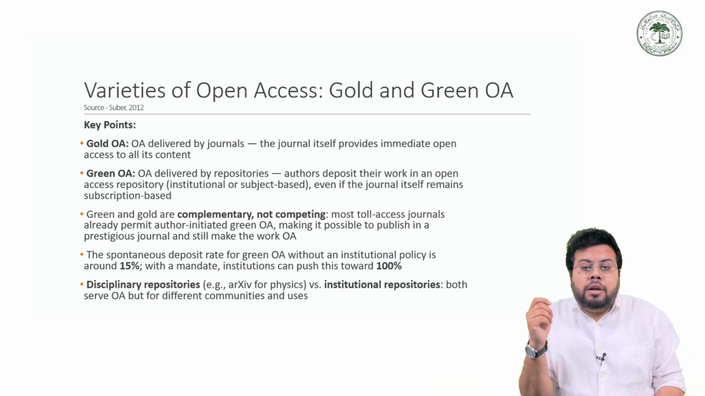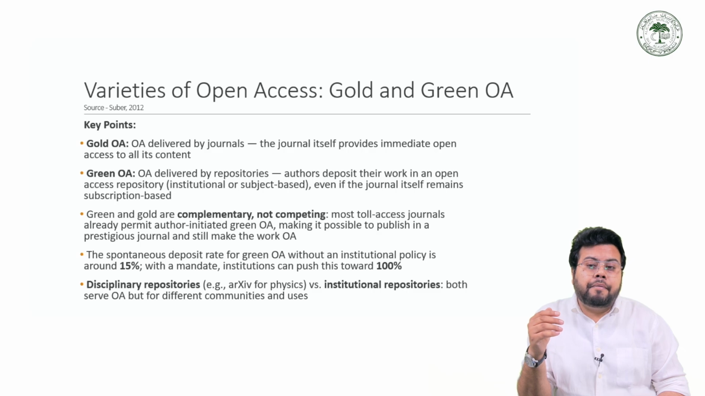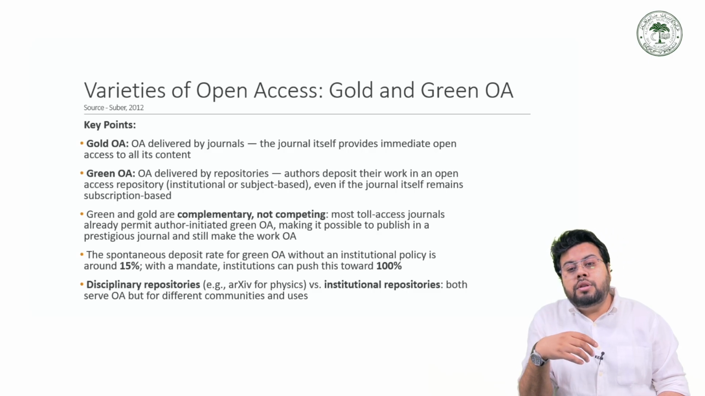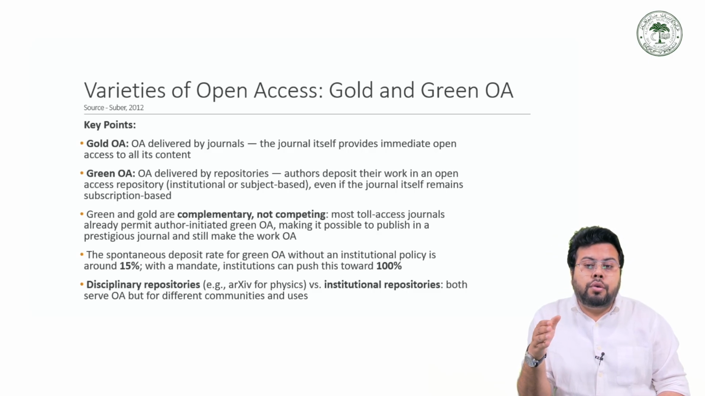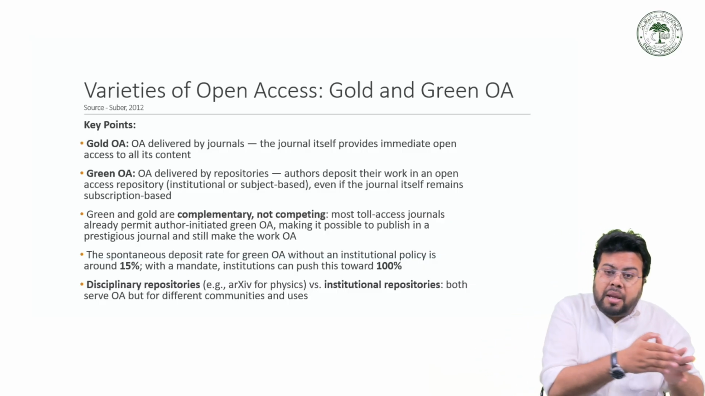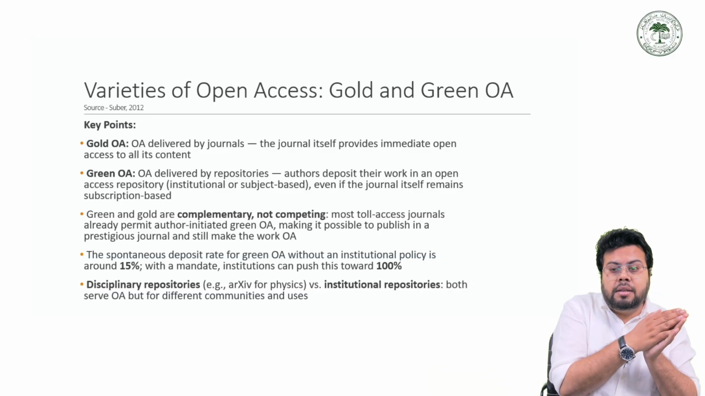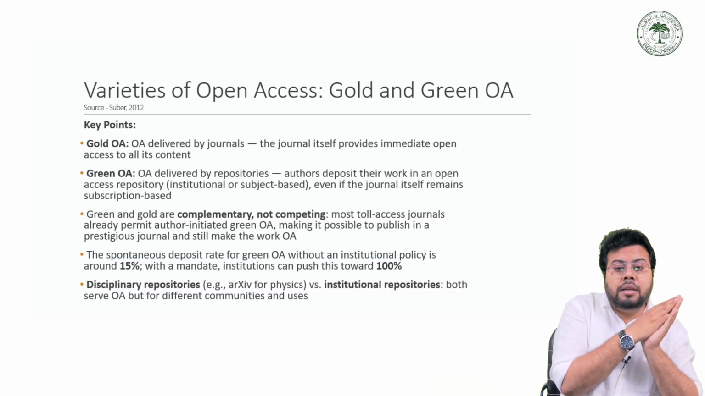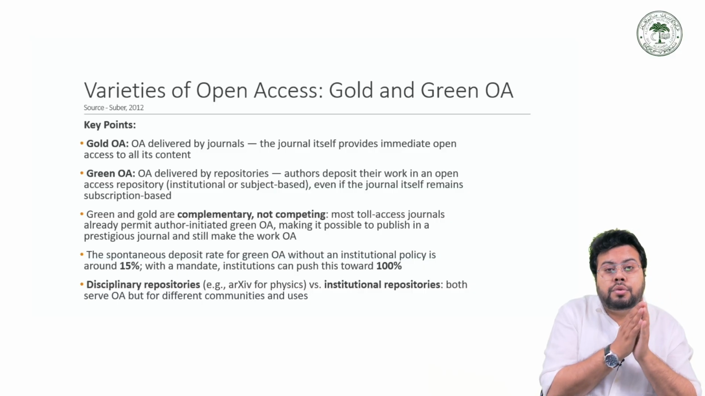Right? So Suber calls this one of the best kept secrets of scholarly publishing, which is that an overwhelming majority of subscription-based journals already give blanket permission for green self-archiving. But most researchers simply don't know it. So before you conclude that you must choose between publishing in a prestigious journal or making your work open access, check the policy. The chances are high that you don't have to choose at all.